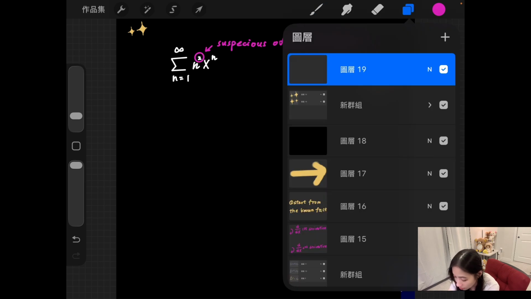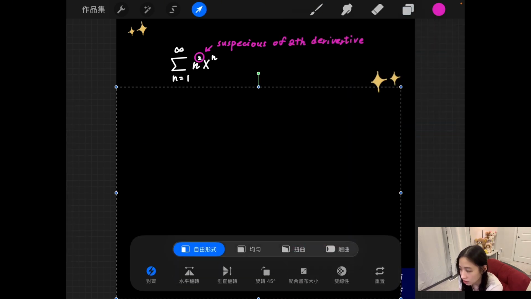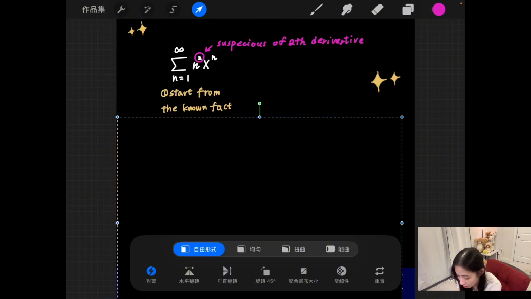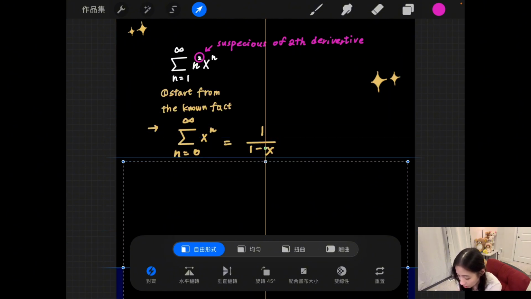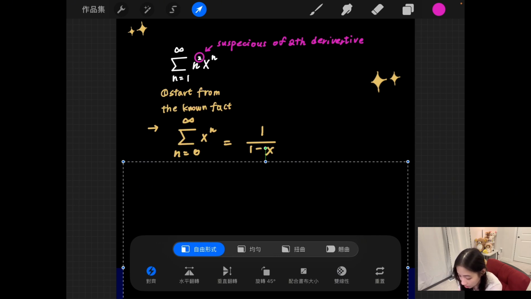So now let's think about what power series we know. Let's start from something that we already know. This is the power series that we know how to turn into a function. Then, because the expression looks like it's taking two derivatives, let's take the derivative of this.